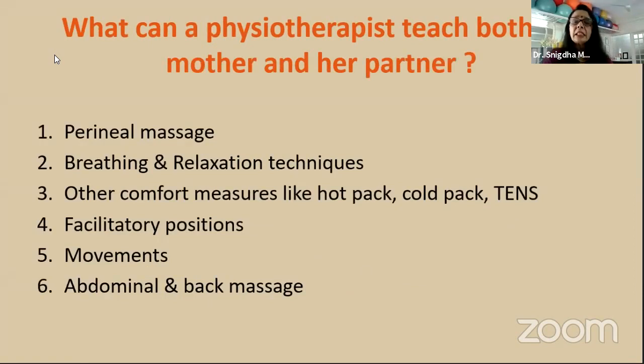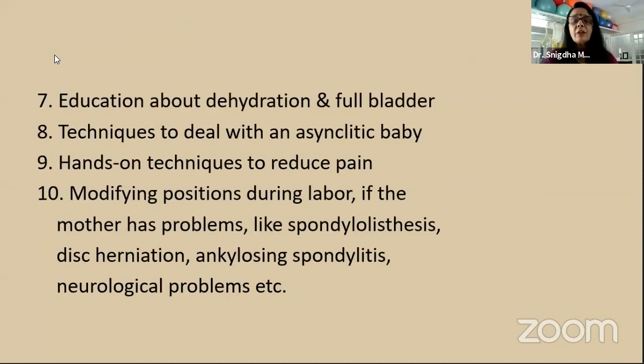So what can a physiotherapist teach both the mother and a partner? Perineal massage, breathing and relaxation techniques, other comfort measures like hot pack, cold pack, TENS, facilitatory positions, movements, abdominal and back massage, education about dehydration and full bladder, techniques to deal with asynclitic baby, hands-on techniques to reduce pain, modifying positions during labor if the mother has problems like spondylolisthesis, disc herniation, ankylosing spondylitis, and neurological problems, and many more. So in this webinar, we are not covering the 8, 9, and 10. Maybe sometime in future, we will do that.